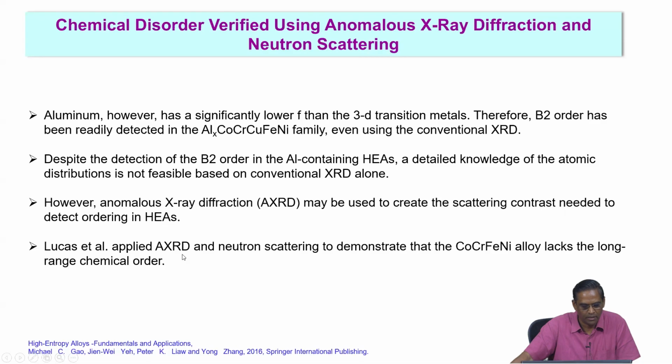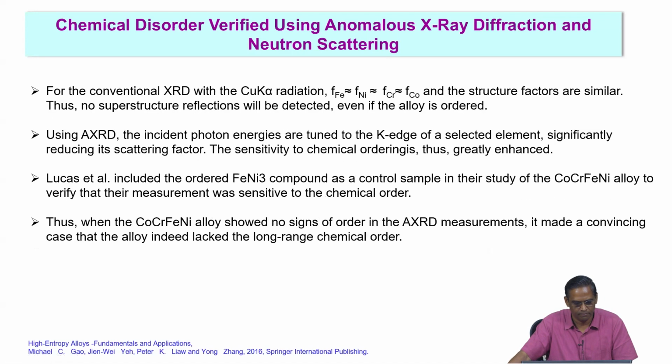Lucas et al. applied anomalous XRD and neutron scattering to demonstrate that the cobalt, chromium, iron, nickel alloy lacks long range chemical order. So, this is the target. How do you prove that this particular alloy does not exhibit long range chemical order? That is the focus or objective here.